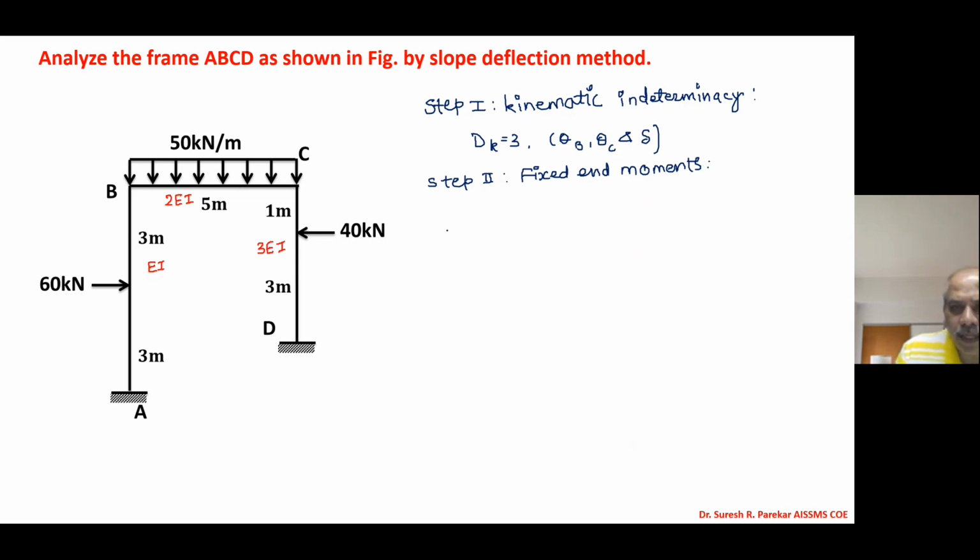Then we have fixed end moment MFAB, which is equal to minus WL by 8, minus 45 kilonewton meter. MFBA is WL by 8, 45.